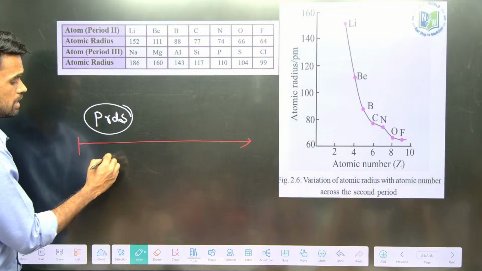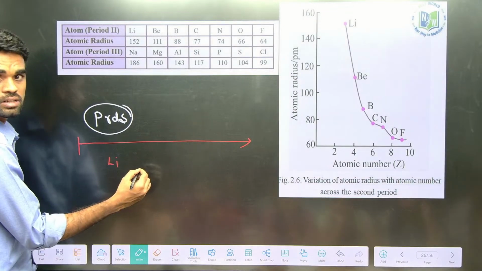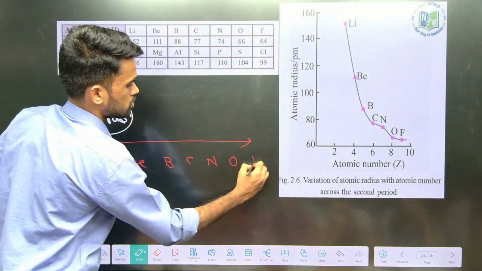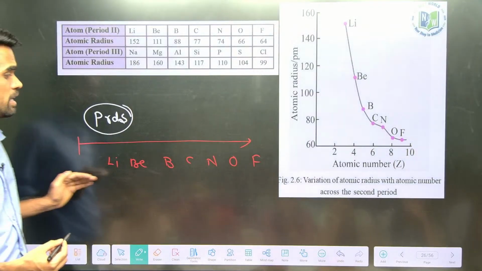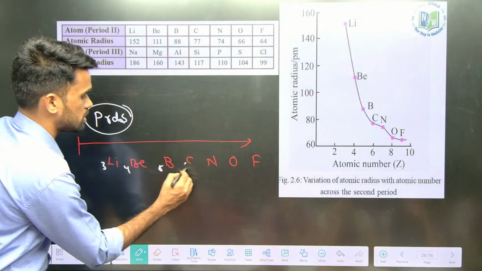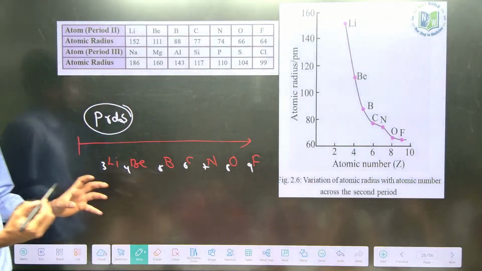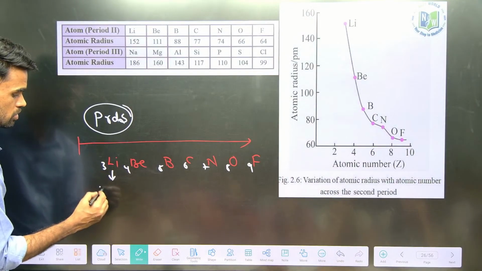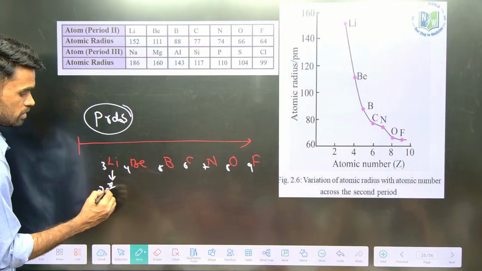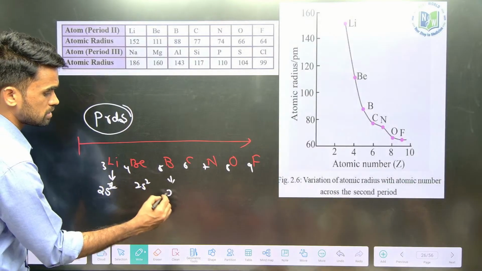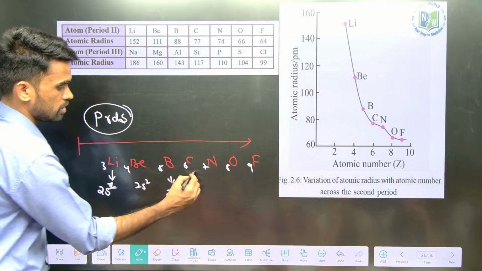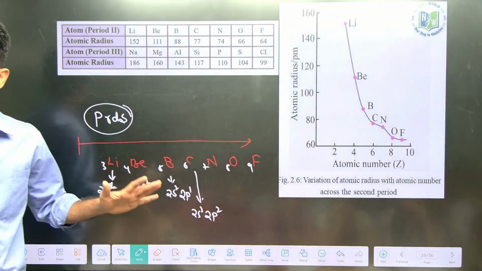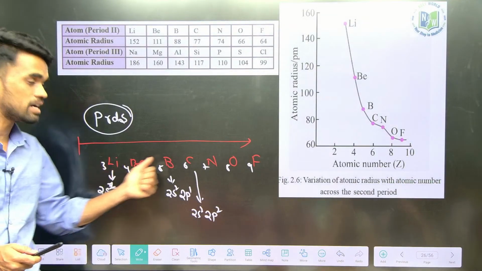So if you take lithium, what are the second period elements? Like this you are writing. If you write their atomic numbers, it is 3, 4, 5, 6, 7, 8, 9. But if you write their electronic configuration, how will you write it? This is 2s1, this is 2s2, 2p1, this is 2s2, 2p2. Now if you keep on writing like that, what you are seeing, atomic number is increasing or not?